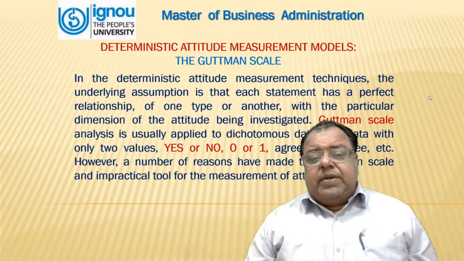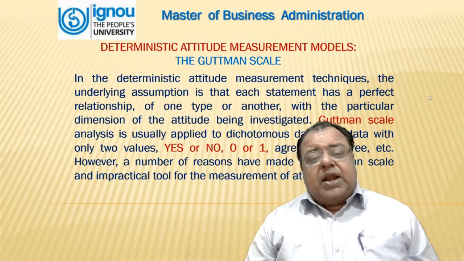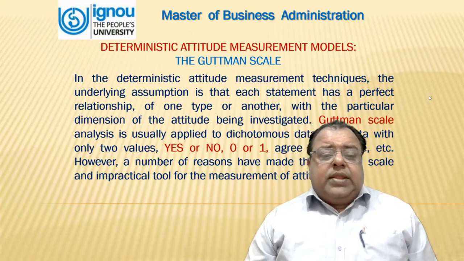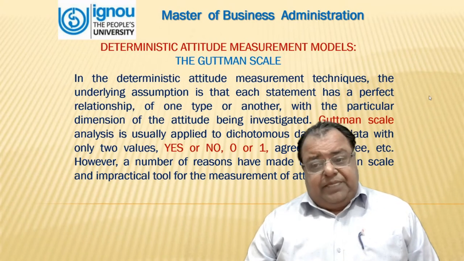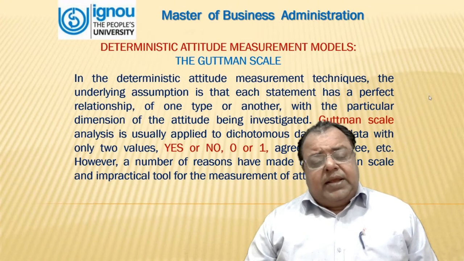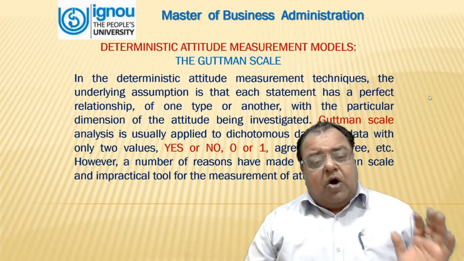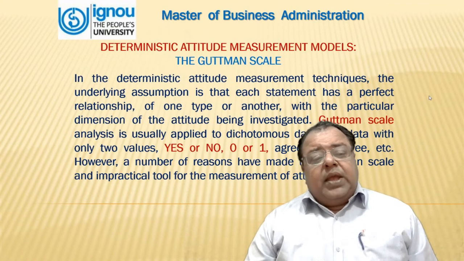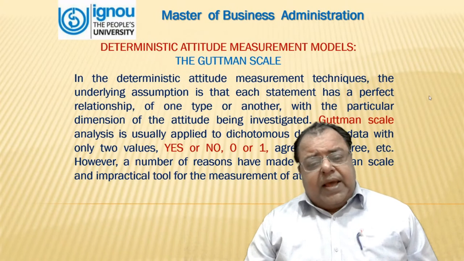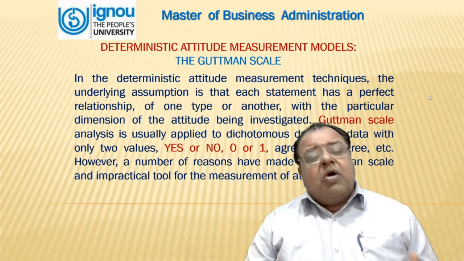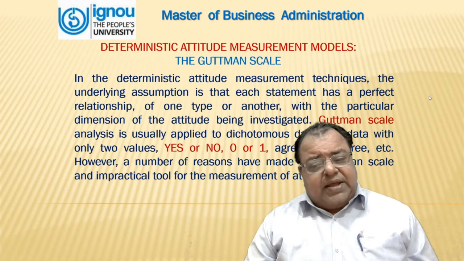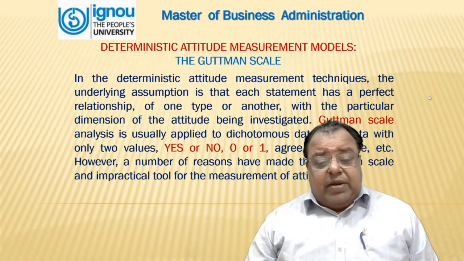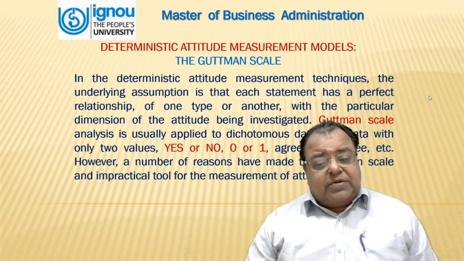Now, we move to deterministic attitude measurement model. We start with Guttman scale. In the deterministic attitude measurement technique, the underlying assumption is that each statement has a perfect relationship of one type or another with the particular dimension of the attitude being investigated. Guttman scale analysis is usually applied to dichotomous data, that is data with only two values, yes or no, or zero or one, agree or disagree, etc. However, a number of reasons have made the Guttman scale an impractical tool for the measurement of attitudes.